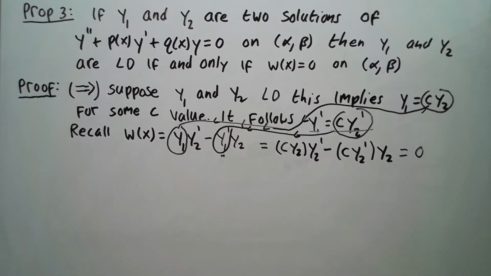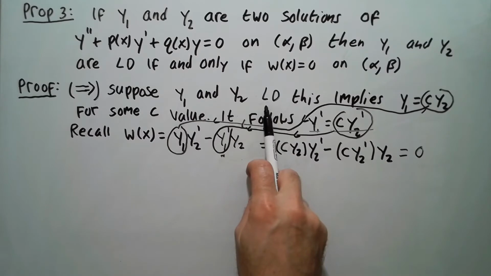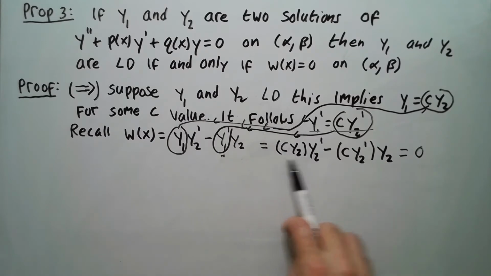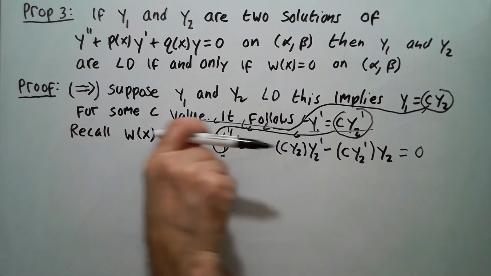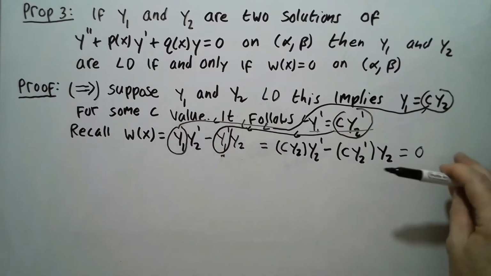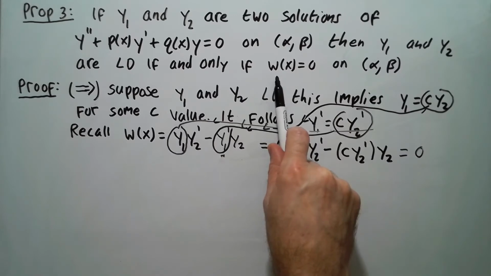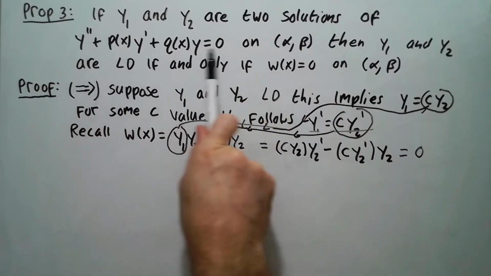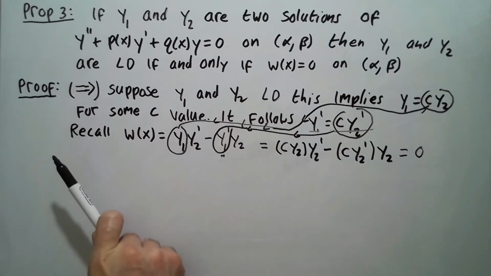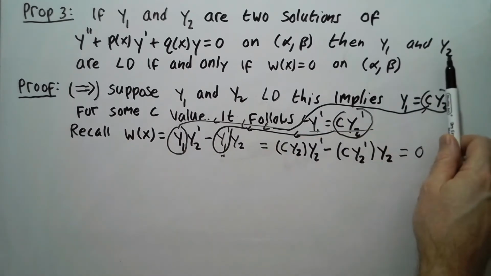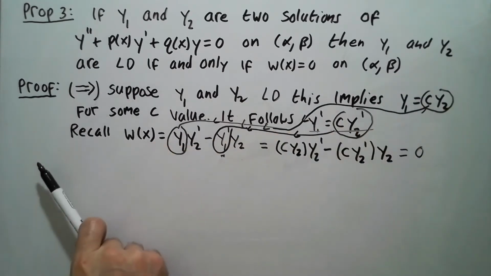Okay, so we've shown that if y1 and y2 are linearly dependent, then the Wronskian is 0. So we've shown this direction. So now we have to go this direction. So this direction we're going to assume the Wronskian is 0, and also that y1 and y2 are solutions of this differential equation. Then we have to prove that y1 and y2 then will be linearly dependent. So let's do that next.